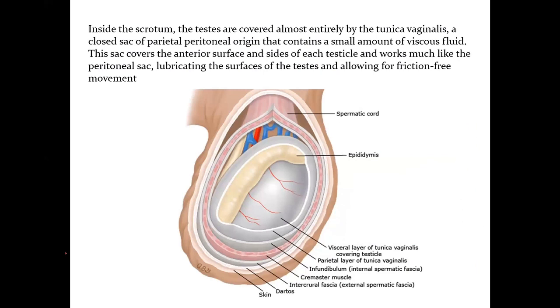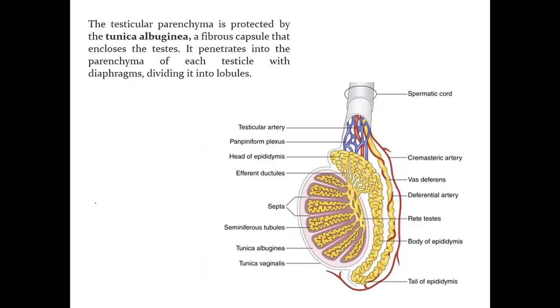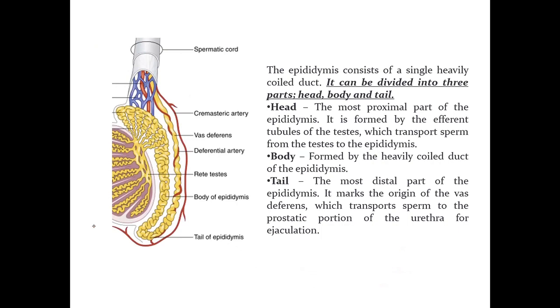Inside the scrotum, the testis is covered almost entirely by the tunica vaginalis, a closed sac of parietal peritoneal origin that contains a small amount of viscous fluid. This sac covers the anterior surface and sides of each testicle and works much like a peritoneal sac, lubricating the surface of the testis and allowing for friction-free movement. The testicular parenchyma, we've talked about this, is protected by the tunica albuginea, a fibrous capsule that encloses the testis. It penetrates into the parenchyma of each testicle with septa, dividing it into lobules. We've talked about this. We also talked about this.